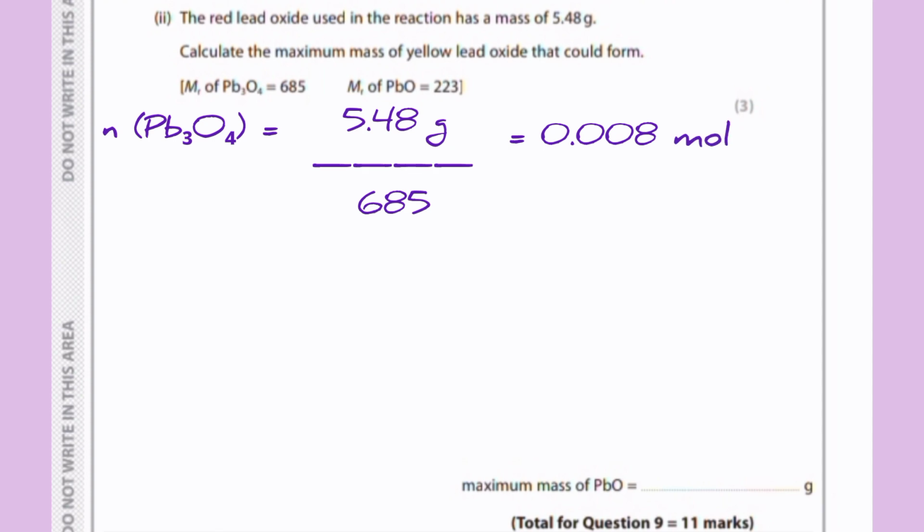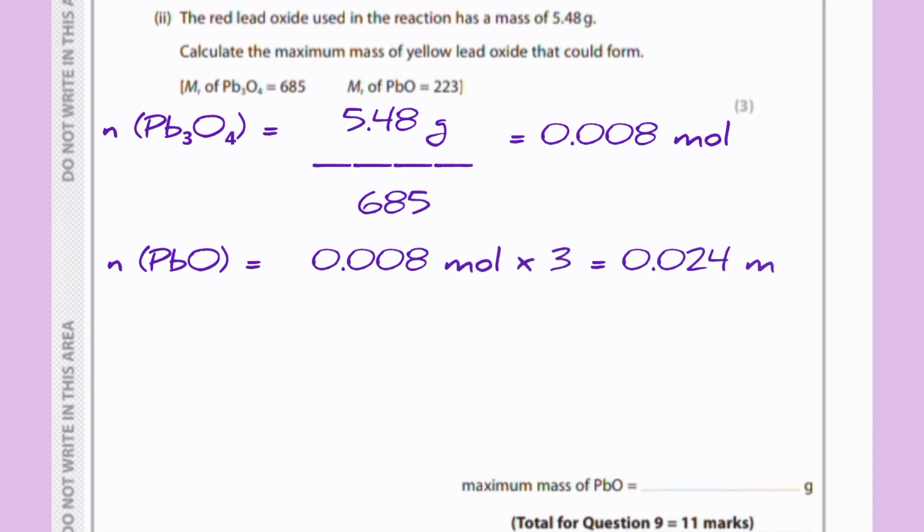Now we will find the moles of PbO. For that, we have to refer back to the equation. Looking at the coefficients, we can see that 2 moles of Pb3O4 produces 6 moles of PbO. So the molar ratio is 2:6, which after simplifying is the molar ratio of 1:3. So for the moles of PbO, we will multiply 0.008 by 3, which gives us a value of 0.024 moles.